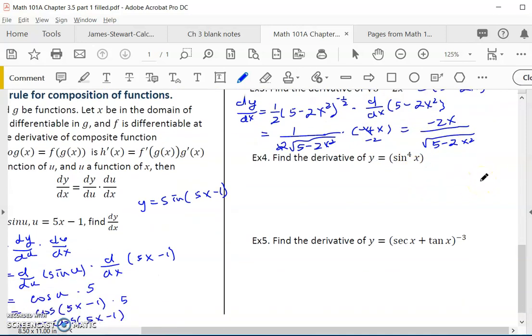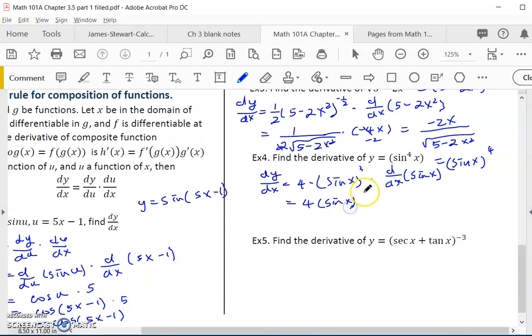The next one. If we want to apply the general power rule, we want to write an inside. Sine to the 4, we talk about this, is sine x to the 4th power, right? General power rule, so dy/dx is 4 times, just keep sine x, but the power will be 3, times d/dx of the inside. What is the inside? It is just sine x. So we would have 4 sine x to the power 3 times cosine x, and that's the answer.